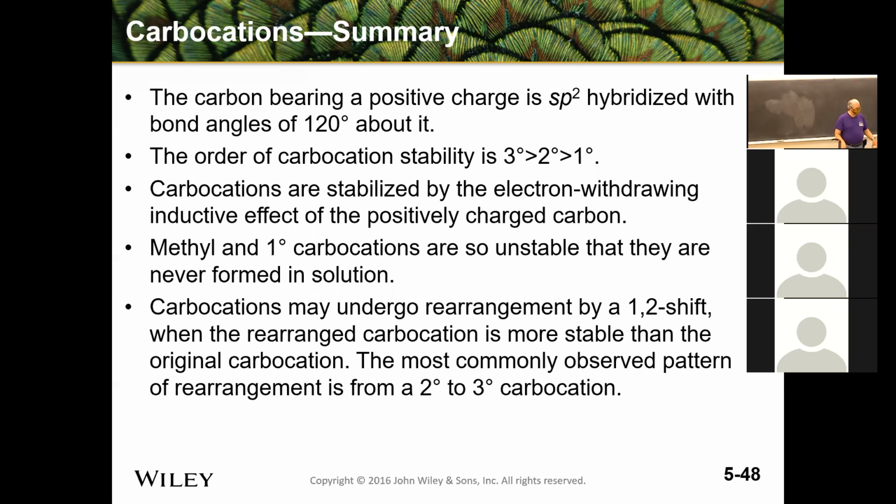Carbocations may undergo rearrangement by a 1-2 shift when the rearranged carbocation is more stable than the original carbocation. The most commonly observed pattern of rearrangement is from a secondary to a tertiary. You also can observe primary to tertiary or primary to secondary, but most commonly it's secondary to tertiary.